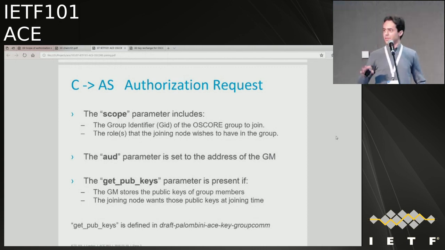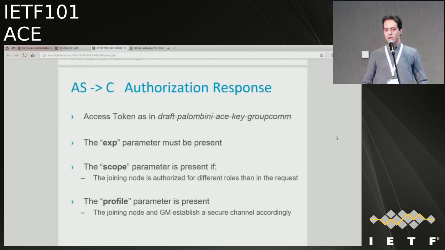And get pub keys is used here, and we define how, again in relation with the main core document. The group manager can optionally be configured also to act as repository of public keys of group members, then used essentially to produce digital signatures of messages sent to the group. In that case, the joining node can explicitly signal that it wants to have the public keys of the members of the group at joining time. That's the way this parameter is used in this case, and as we said, that's the new parameter defined also in ACE key group com. Of course, the protocol continues with the authorization response, essentially as described already in ACE key group com.